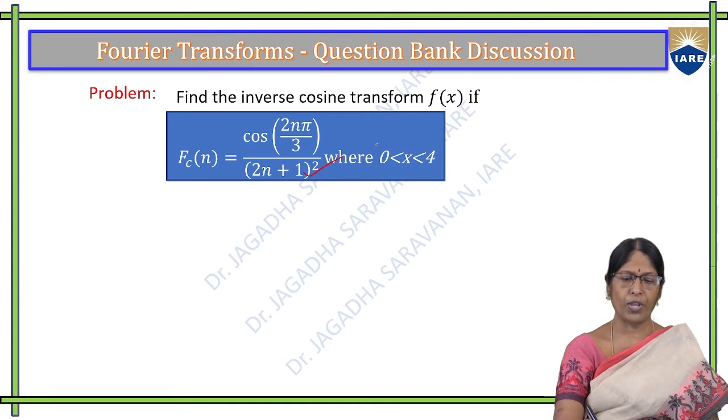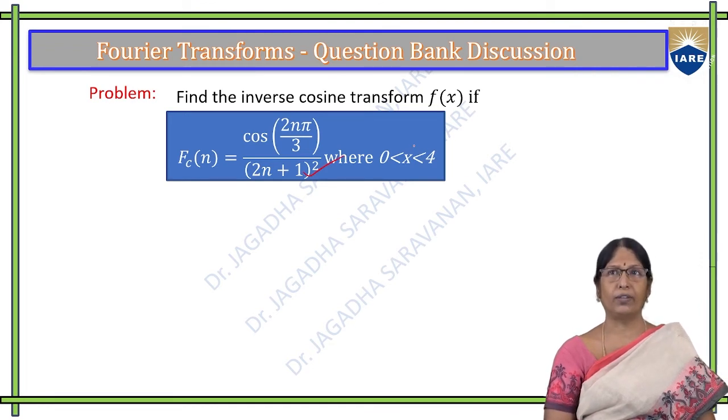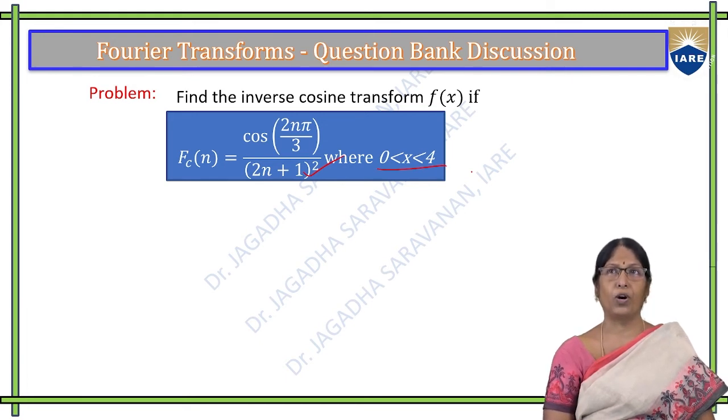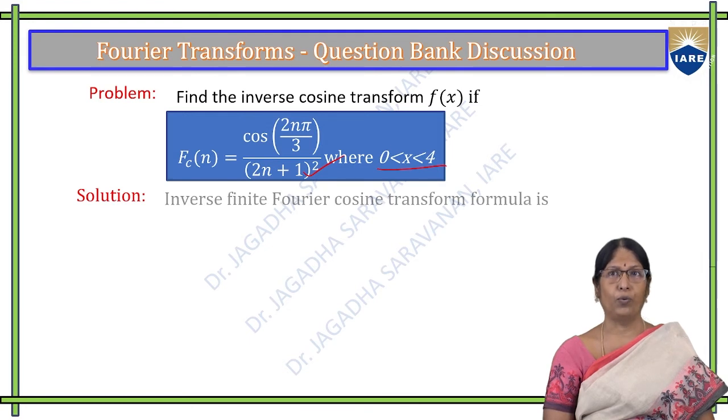The next which is dominating in our question bank: find the inverse cosine transform. So here the Fourier cosine is given, and we have to find f of x. x lies between 0 and 4. According to the formula, x lies between 0 and L. So our L is 4.